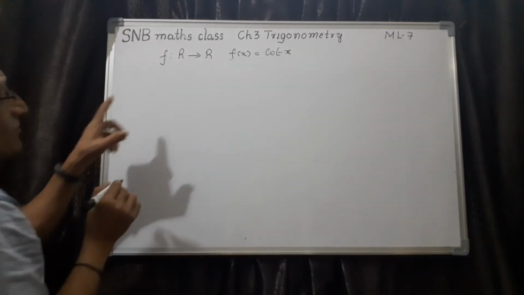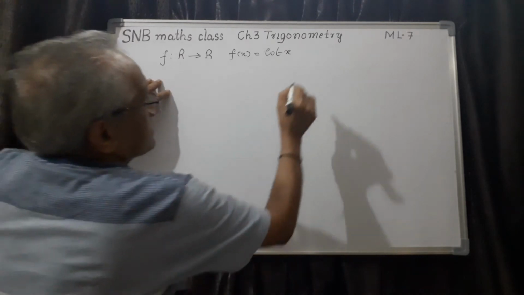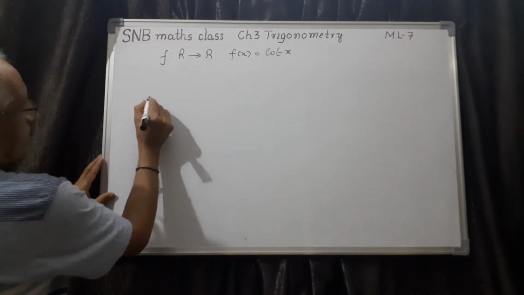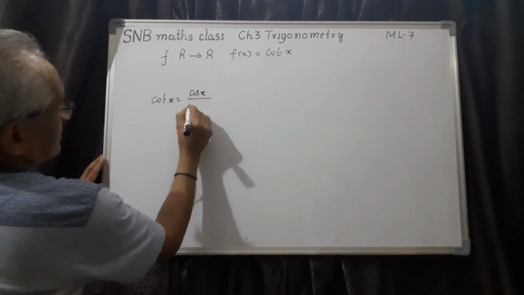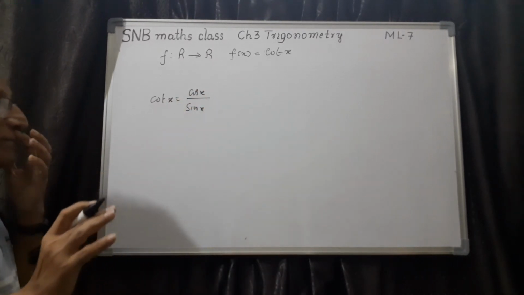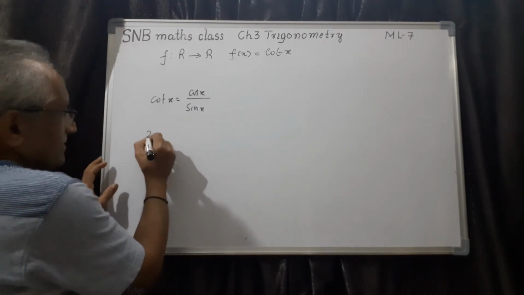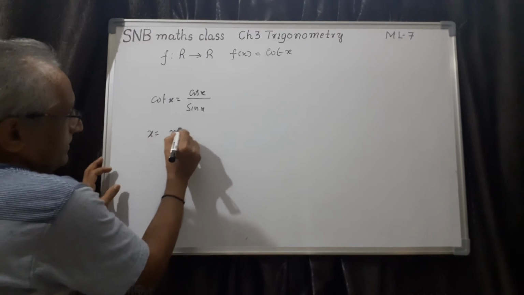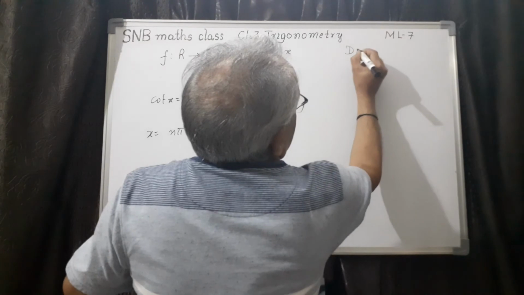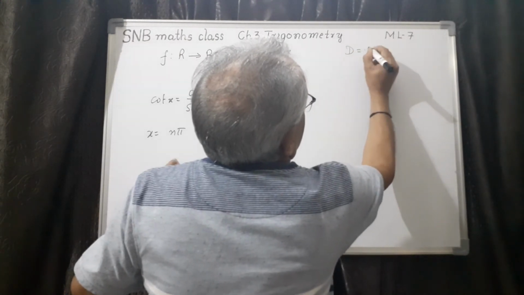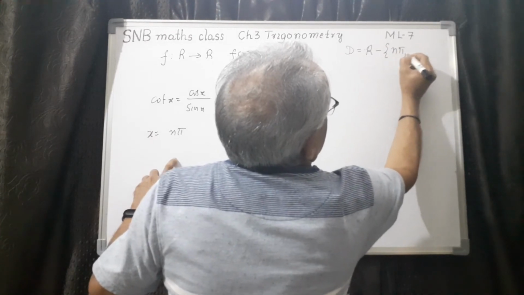Once again, I have to decide what is the domain, what is the codomain, what is the range. So here also same thing. See, cot x equals cos x divided by sin x. Same problem. Whenever sin x is 0, it is not defined. Sin x is 0 for x equal to what? n pi, where n belongs to Z. So therefore, the domain of this will be R minus n pi, n belonging to Z.